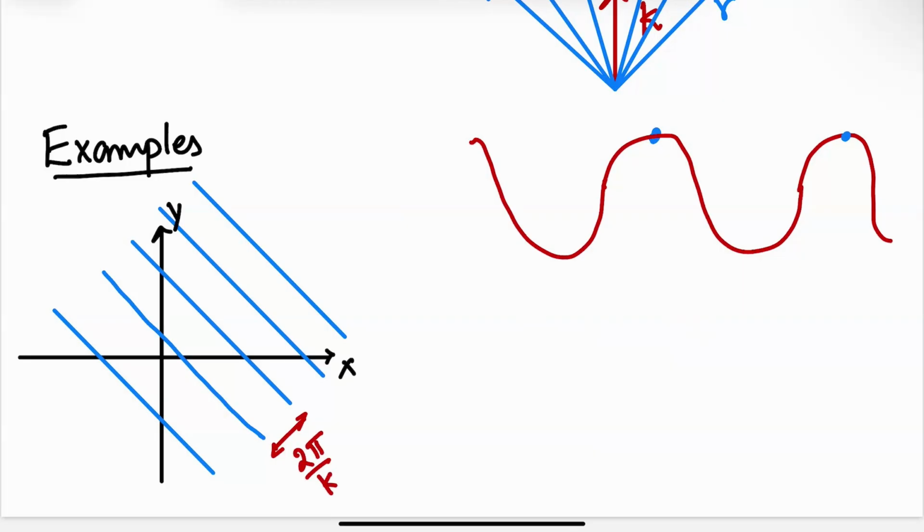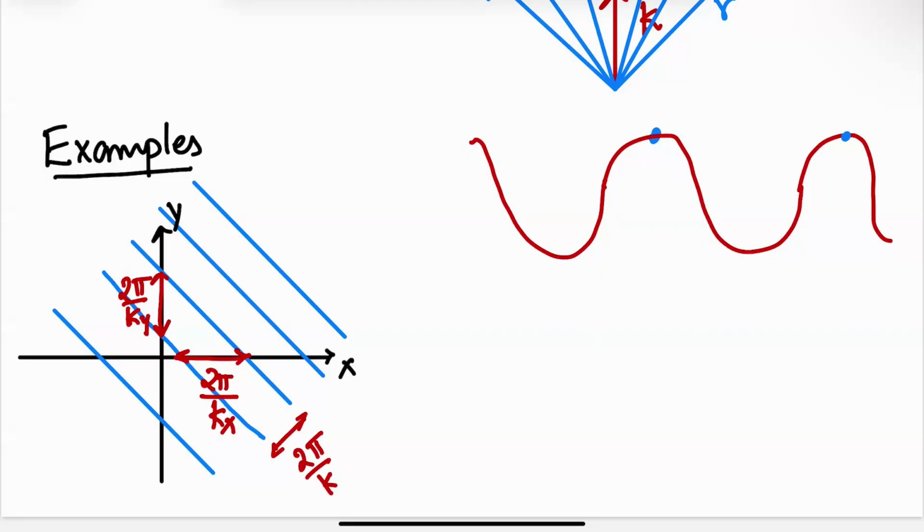Then what is this? The wavelength along x is actually 2 pi by kx. That's what kx means. It is the wave number along the x dimension. And this length is 2 pi by ky. So it corresponds to the wavelength along the y dimension.